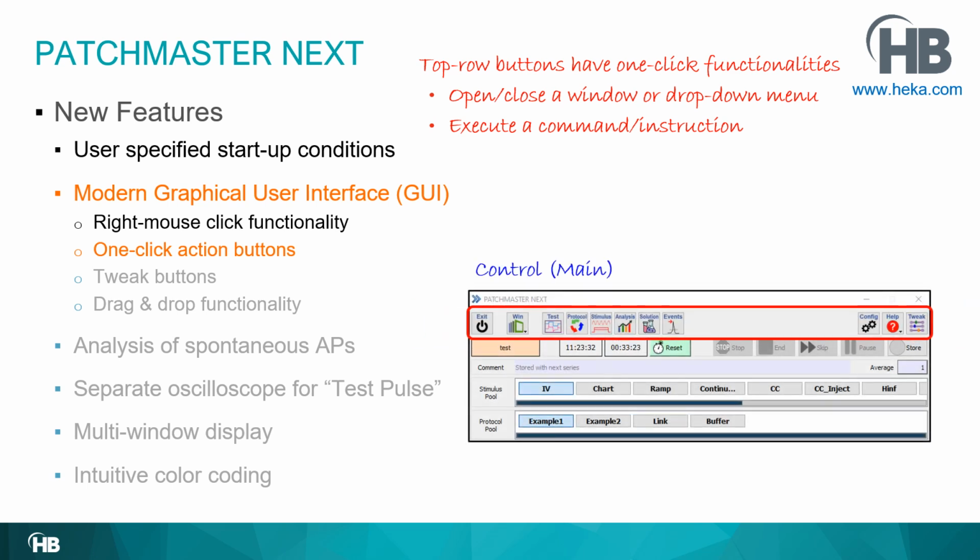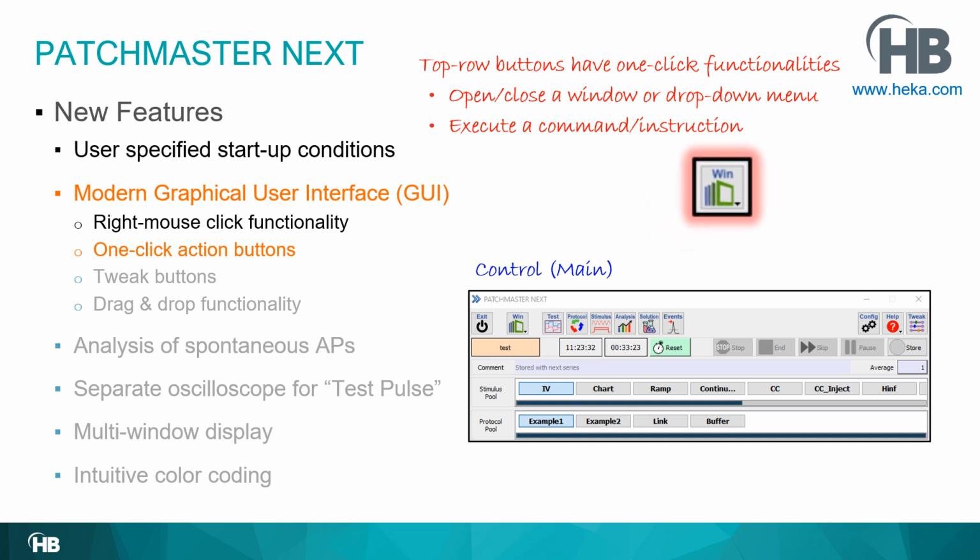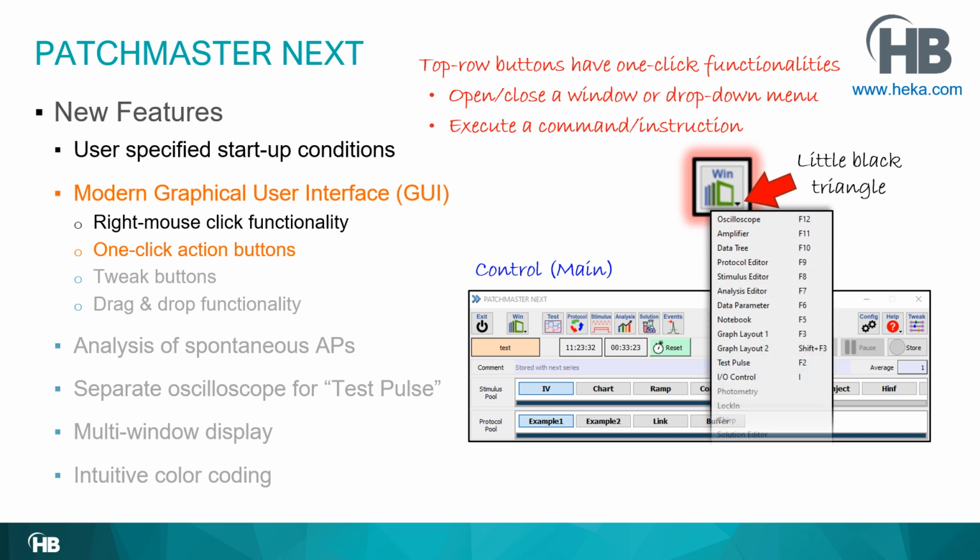Here you see the top row buttons of the control window or the main window, and let's have a closer look at this button here. So you see this button has this little black triangle, and every time you see this little black triangle, that means this is a drop-down menu button. So when you click it, it will open a drop-down menu.